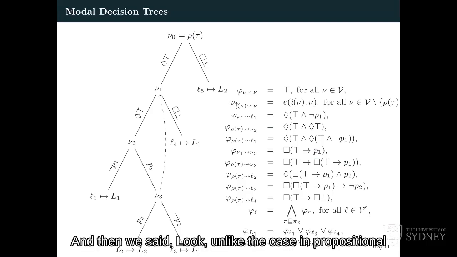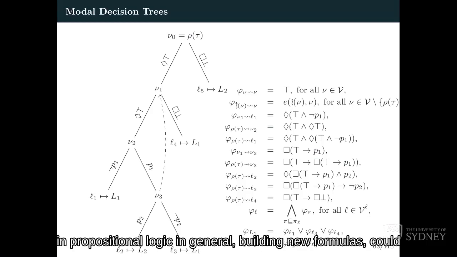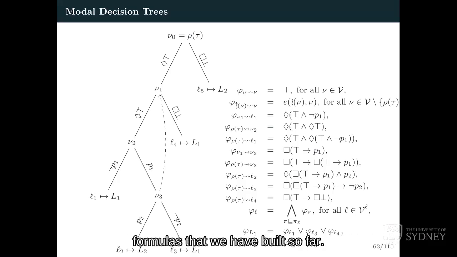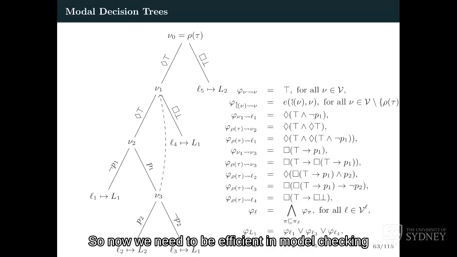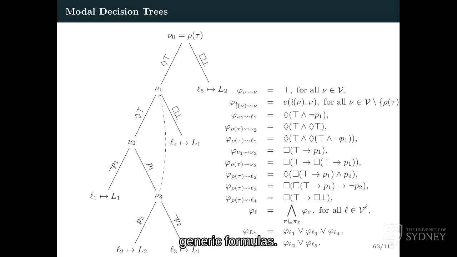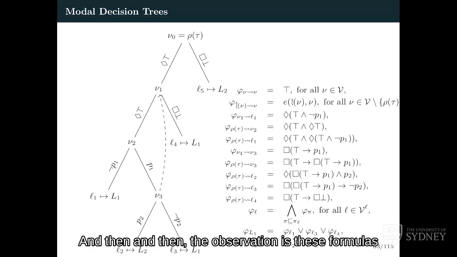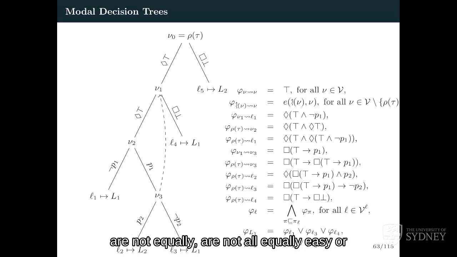And then we said, look, unlike the case in propositional logics, in general, building new formulas could mean building formulas that have nothing to do with the formulas that we have built so far. Therefore, every time is a new model checking instance. So now we need to be efficient in model checking generic formulas. And then the observation is these formulas are not all equally easy or hard to check.